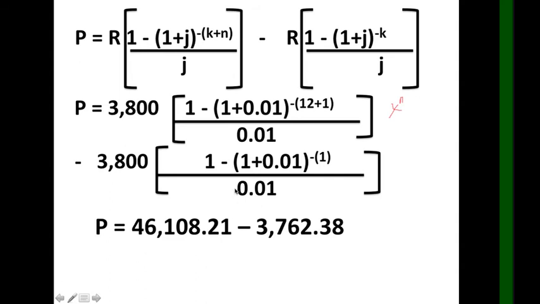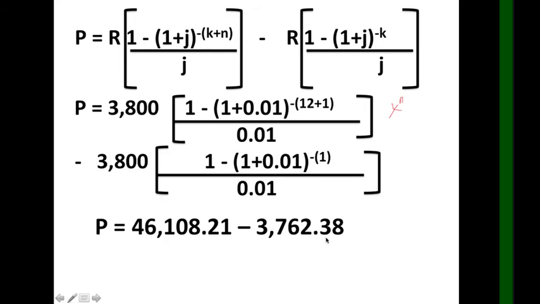For the next one, just write the minus sign, and then on your calculator, click 1 minus open parenthesis, 1 plus 0.01, close parenthesis, raised to negative 1. You can even skip the open and close parentheses since there are no other numbers. Okay? Negative 1. Then click equals. And then divide your answer by 0.01. Then again, click equals. Then multiply your answer by 3,800 and you will get 3,762.38.